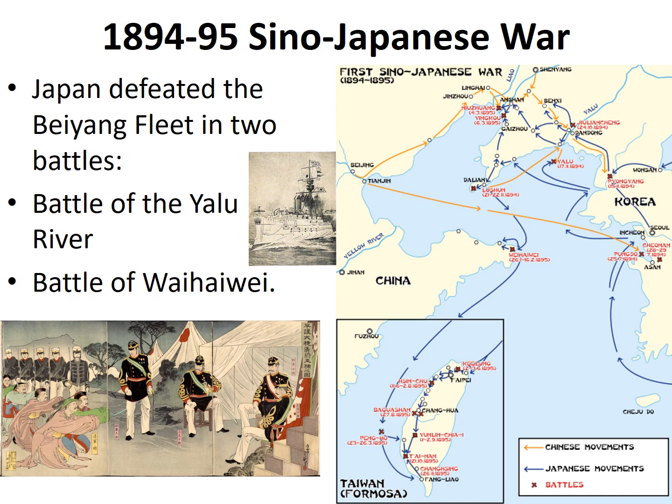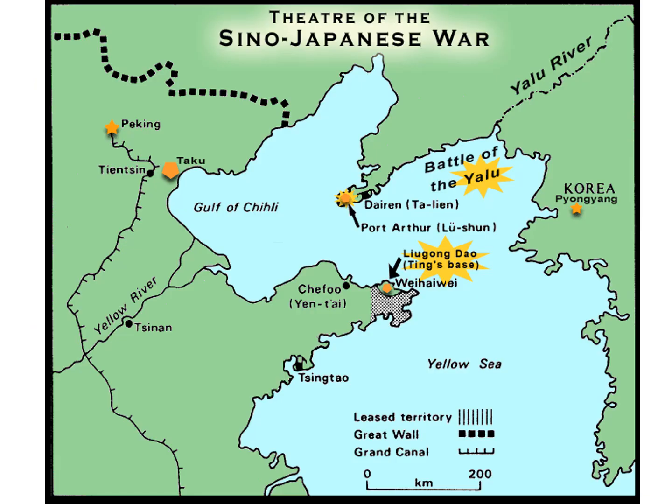You can see also the Japanese warship, Matsushima. So that's the type of ship that the Japanese deployed against the Chinese fleet. So the Chinese Beiyang fleet was destroyed in 2 engagements very quickly and completely fell apart. Here you can see again the Battle of the Yalu River and then Weihai Wei.